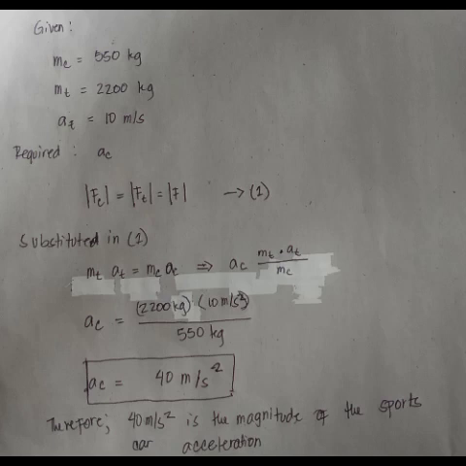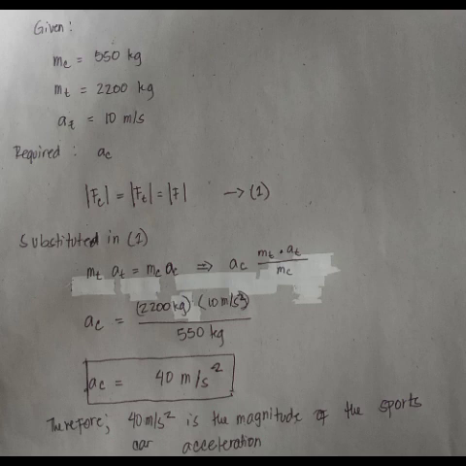A 550 kilogram sports car collides with a 2,200 kilogram truck, and during the collision, the net force on each vehicle is the force exerted by the other. If the magnitude of the truck's acceleration is 10 meters per second squared, what is the magnitude of the sports car's acceleration? Given mc equals 550 kilogram, mt equals 2,200 kilogram, and at equals 10 meters per second squared.